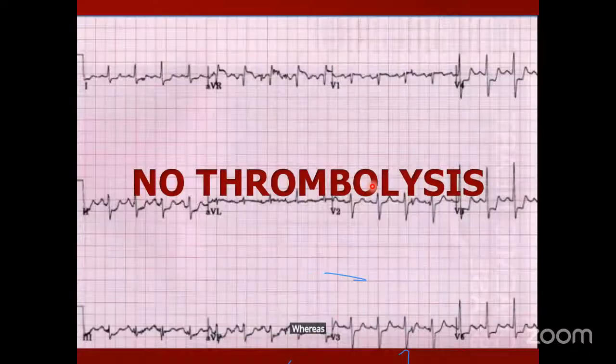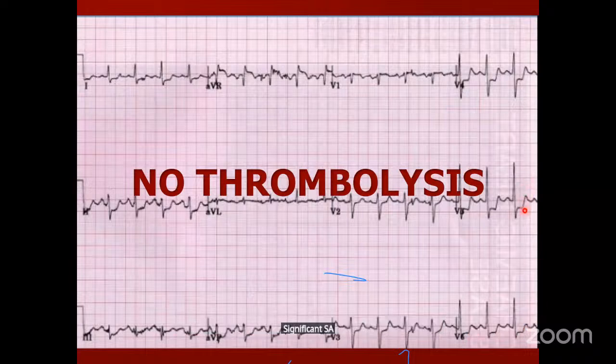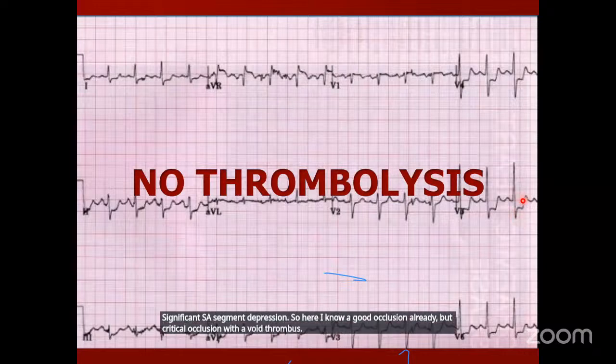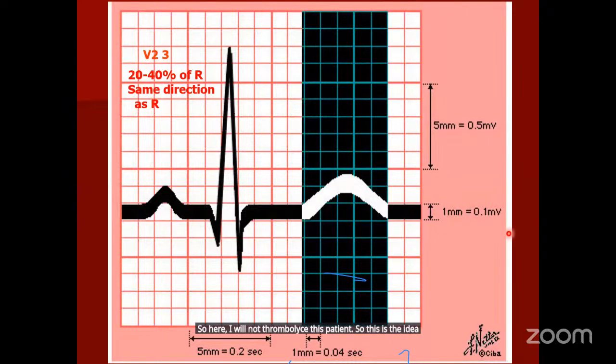Whereas this patient comes with acute chest pain with significant ST segment depression. There is no ST elevation in two leads, only significant ST segment depression. So here I know it is an acute occlusion, but a critical occlusion with a white thrombus. So here I will not thrombolyse this patient. So this is the idea which is given by your ST segment in acute coronary syndrome. Then we come to the T wave.